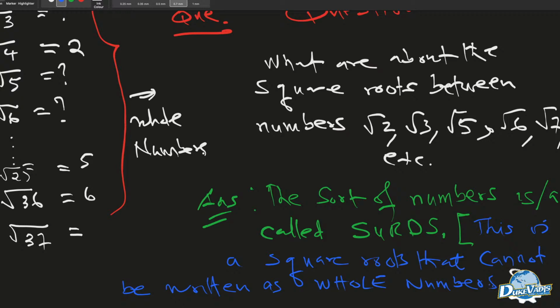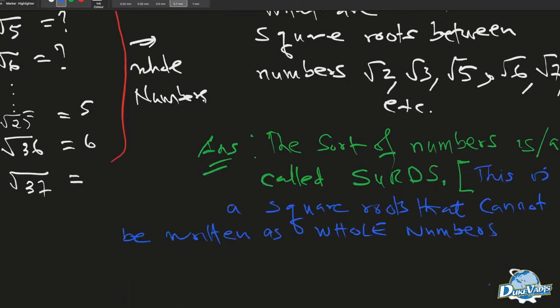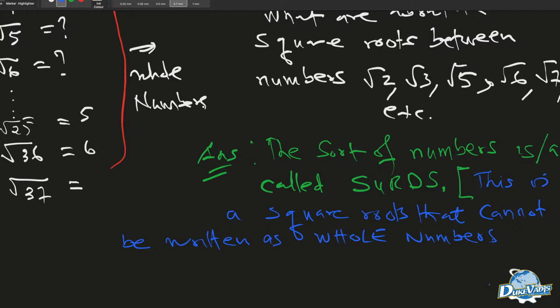Okay, so the question is, what about the numbers that are found between this sort of numbers, between root 2, root 3, root 5, root 6, and so on? So this is a square root of numbers that cannot be written as whole numbers. Okay, fantastic. Now, what about if we have a square root of 2? When we use our calculator, the square root of 2 will be 1.414 and so on.